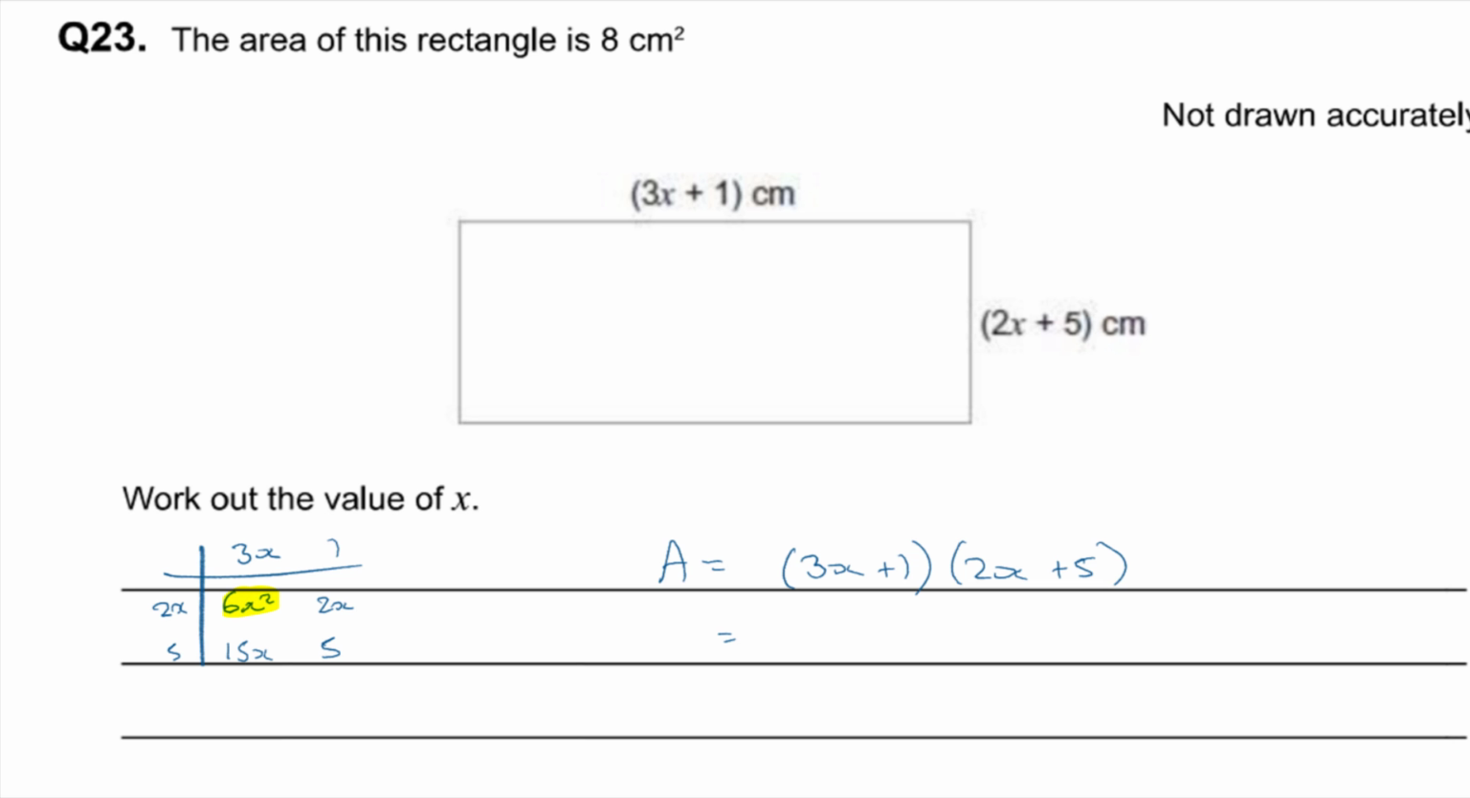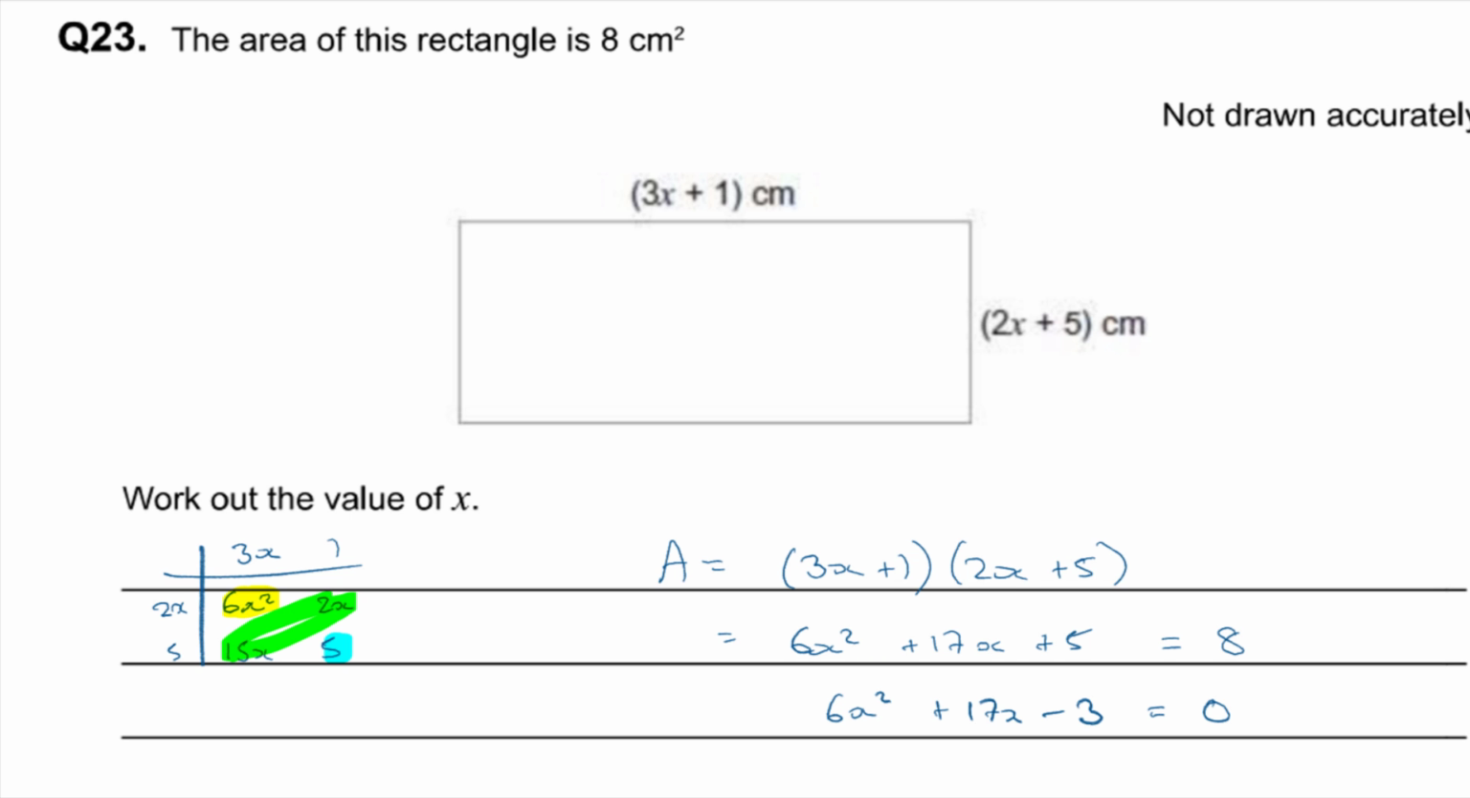So I've got a term in 6x squared. I've got two terms in x, 15x and 2x, that makes 17x. And I've got a plus 5, and that is equal to 8, I'm told. So just taking 8 off both sides, I'm going to form an equation equal to 0 then, aren't I? So that's going to give me 6x squared plus 17x minus 3 is equal to 0.